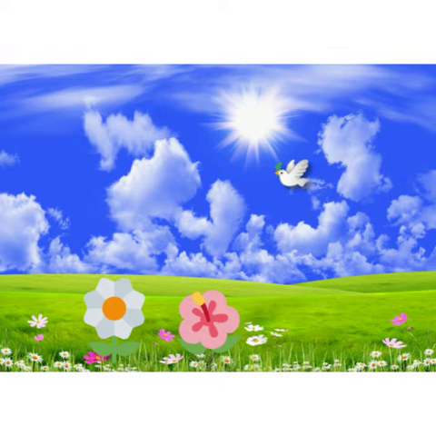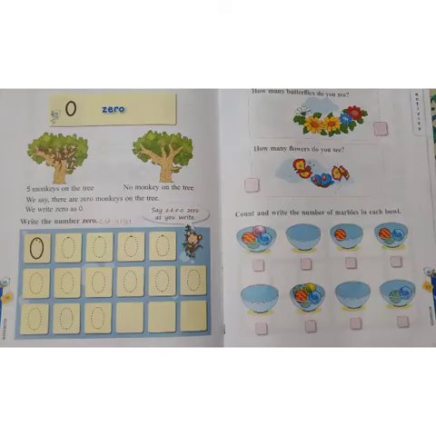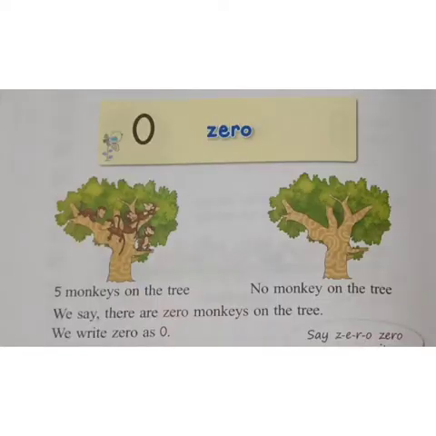0 means no objects. Look at the picture. There is no car, no buses, no people, no trees. 0 means nothing, no objects. Now open the page 98. Look at the picture. There are 2 trees. On the first tree, we can see 5 monkeys are playing. And on another tree, there is no monkey. So we can say that there are 0 monkeys on the tree.